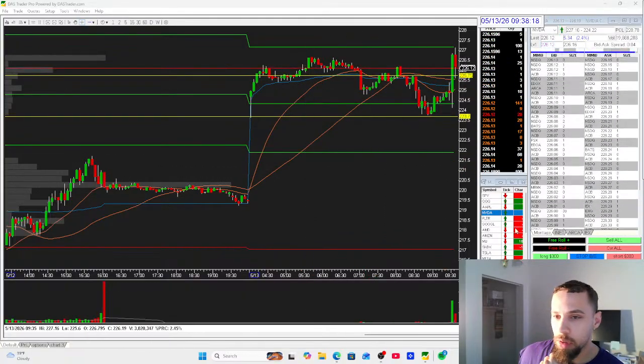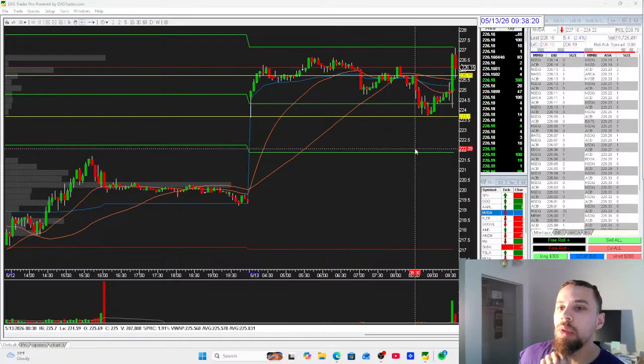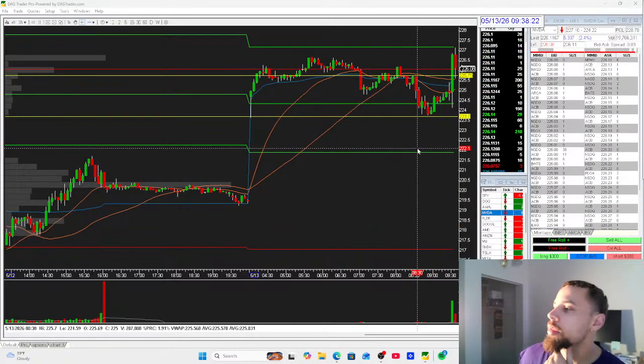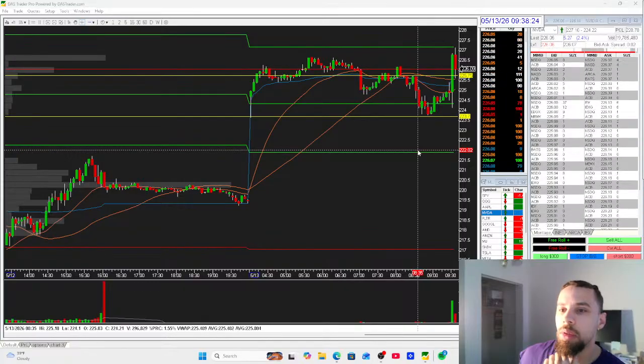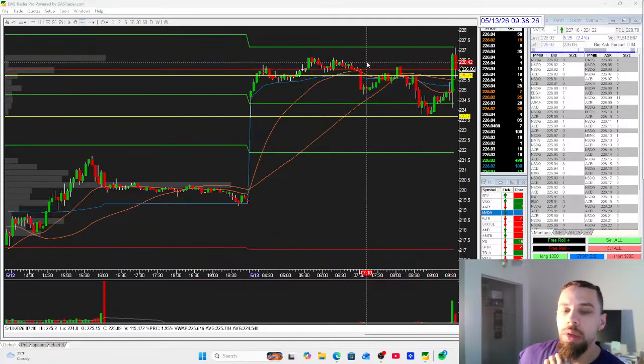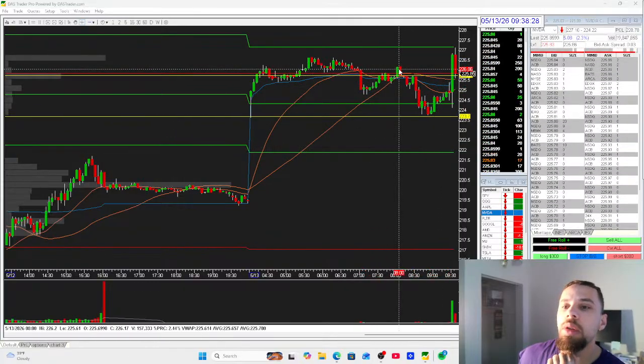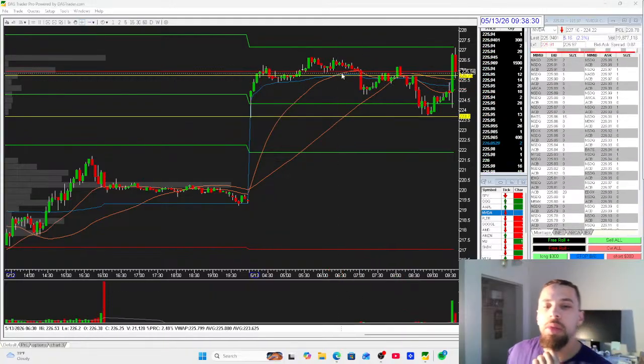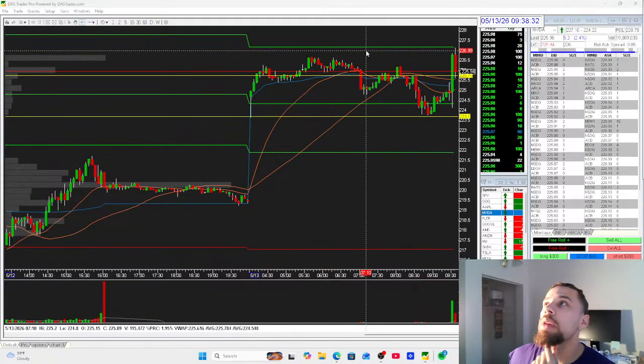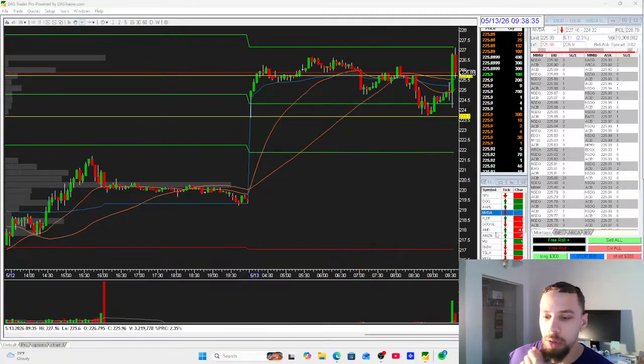Apple's still on a tear. Apple's still climbing. Nvidia's really struggling now to get above the high that it's at. So 228 never got filled.